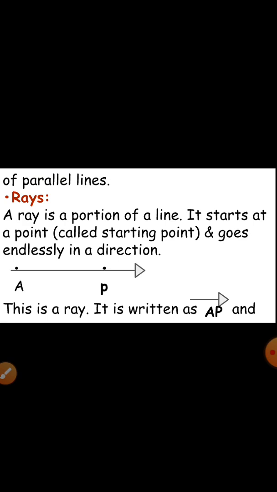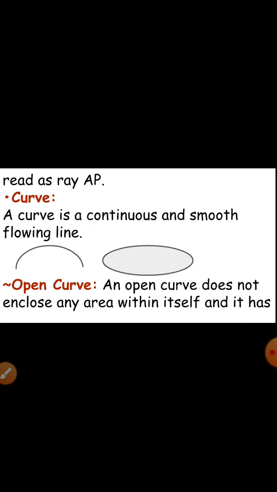The next term is rays. A ray is a portion of a line. It starts at a point which is called the starting point and goes endlessly in a direction. So there is an arrow in one direction and a point in the opposite direction. The given figure is a ray AP. It is written as AP and read as ray AP.